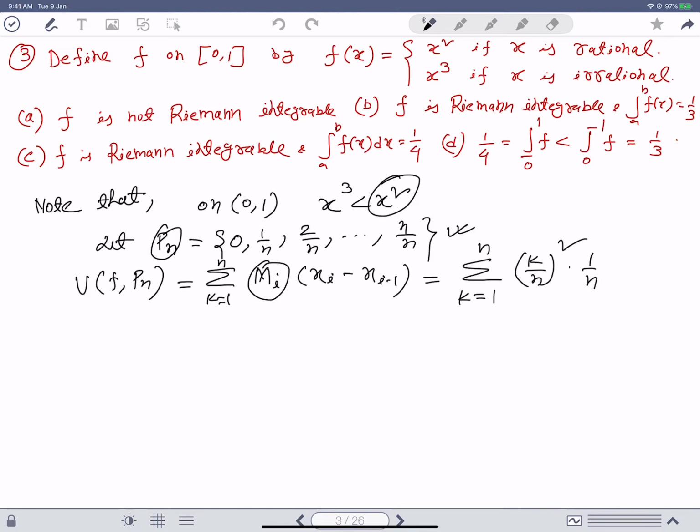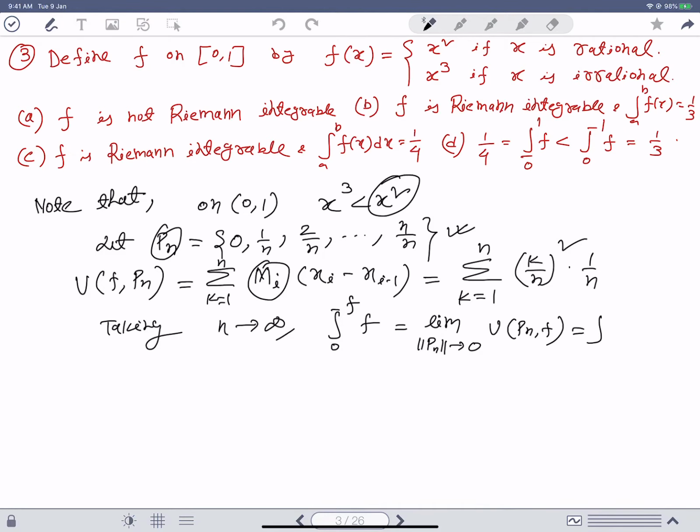Okay. Now, taking n tends to infinity, you can always find that the upper integral of f will be the limit as norm P n tends to 0 of U(P n, f), and that is the same as the Riemann integration of f(x) equal to x square, and that is 1 by 3.